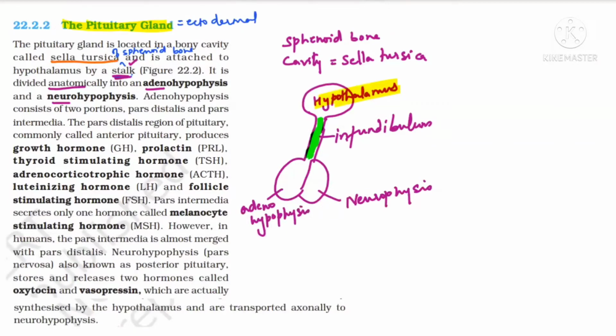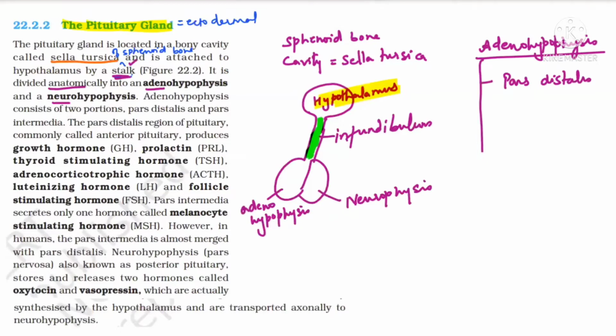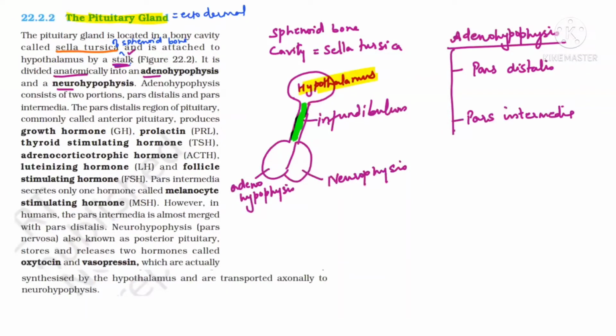Now, I'm just writing it here for your notes, try to understand. Adenohypophysis is again consisting of two portions. Which two portions? One is the pars distalis, and next is your pars intermedia. Second is pars intermedia. Pars distalis is known as anterior pituitary.